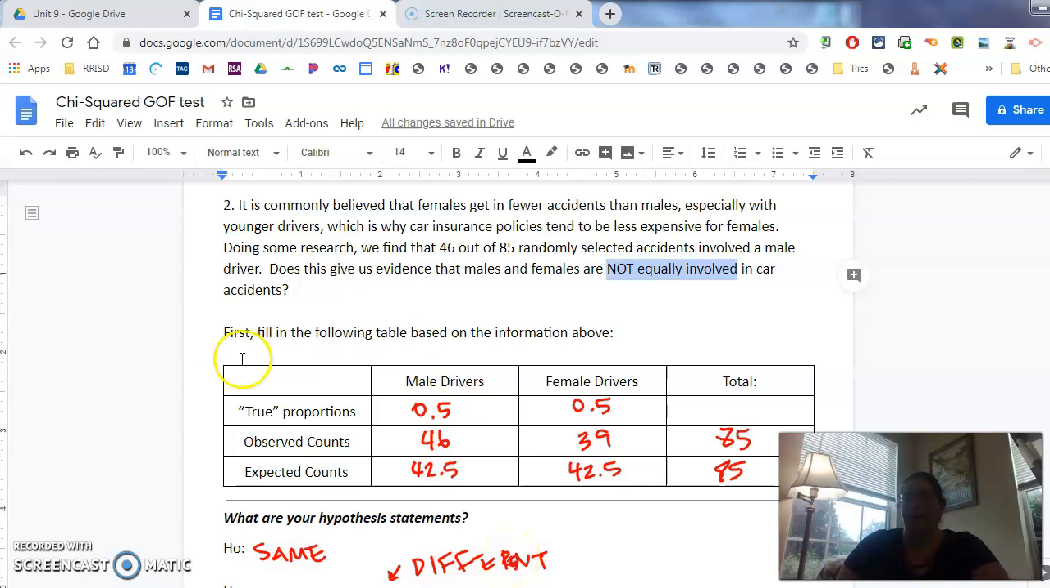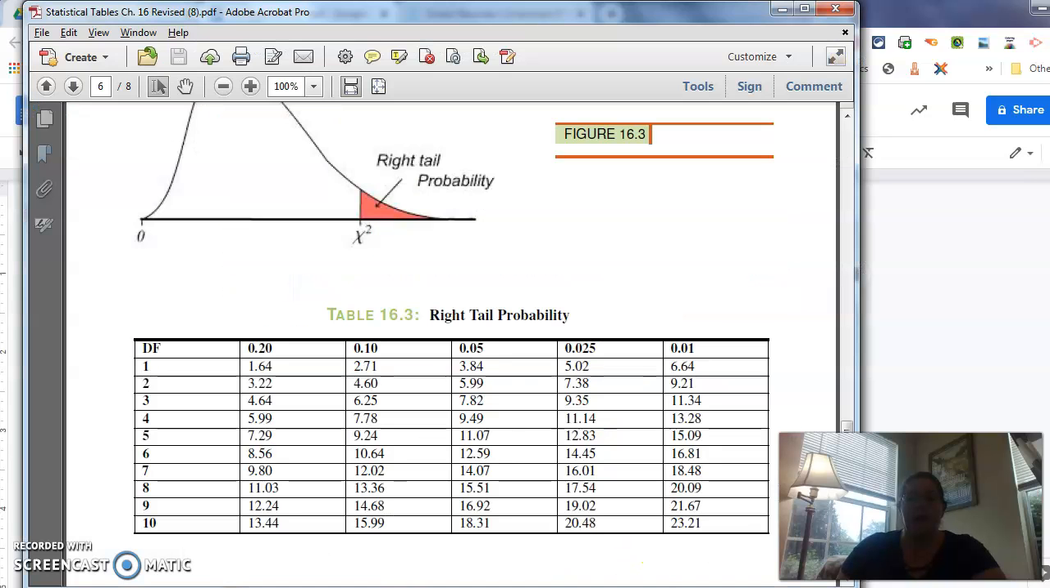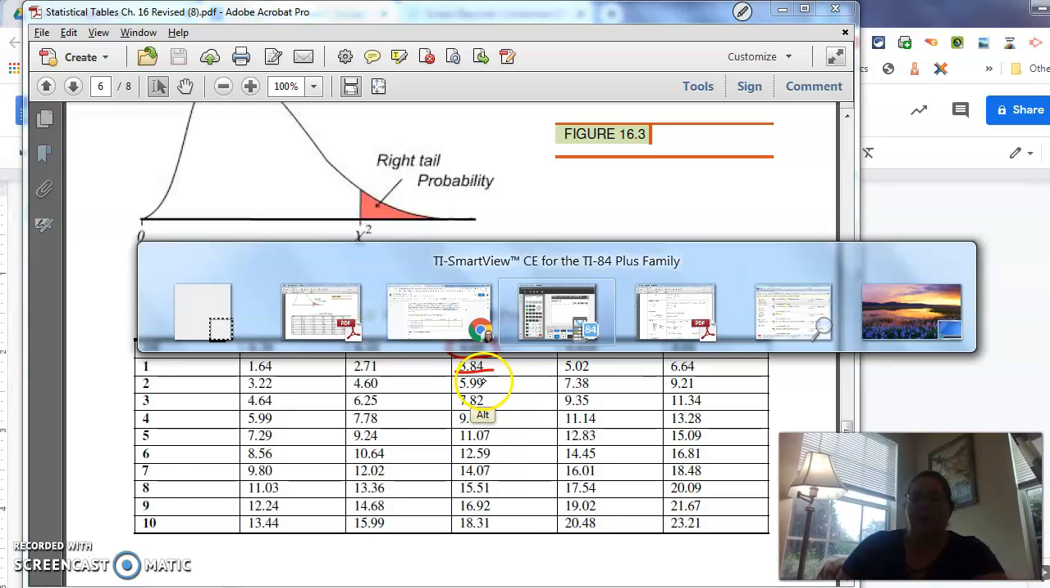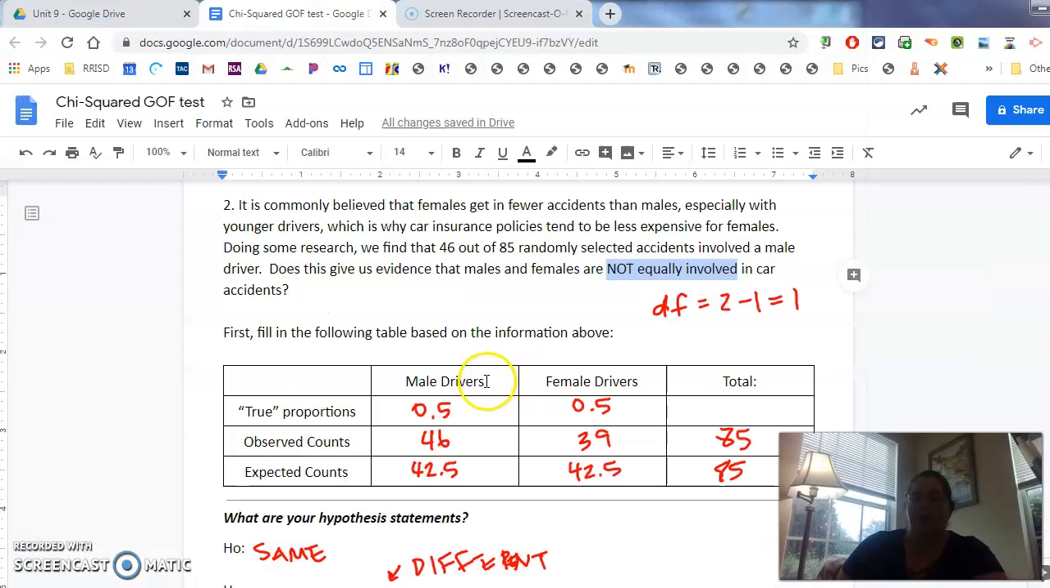Then to find my degrees of freedom, I only have 2 categories. So degrees of freedom would be 2 minus 1, which is 1. And then for my critical value, I'm still using 0.05 unless they tell you otherwise. So for 1 degree of freedom, my chi-squared critical value is 3.84.